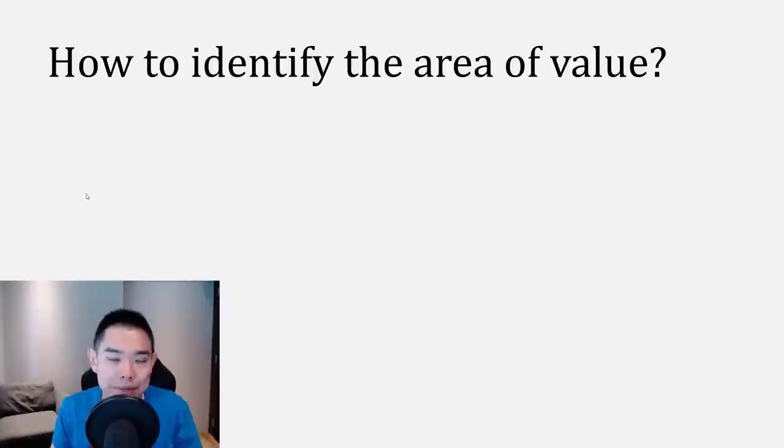Okay, now that you're able to identify trends like a pro, congrats, give yourself a pat on the back. Now, how do you actually identify the area of value? For the area of value, there's one thing that you must have, which is the two test criteria. What do I mean by that? Let me give you an example.